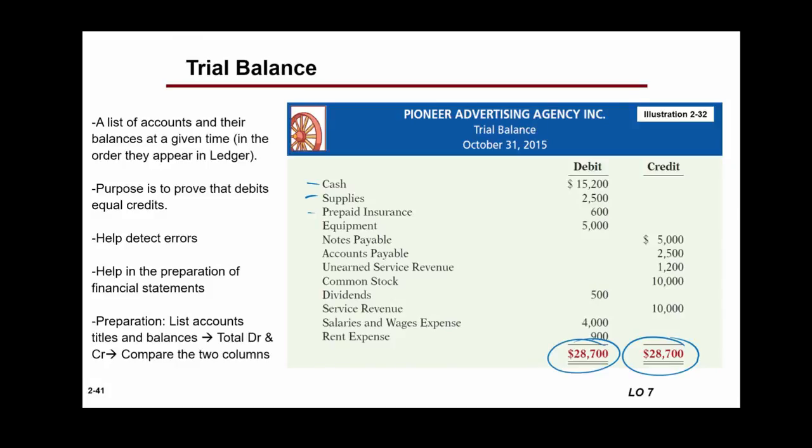So how do we prepare it? First, we list the accounts and their balances. How do you use it for verification? You list the accounts and the balance of each account. Then you total the debits and the credits. Once you have the total debits and total credits, you'll see if they are equal or not.